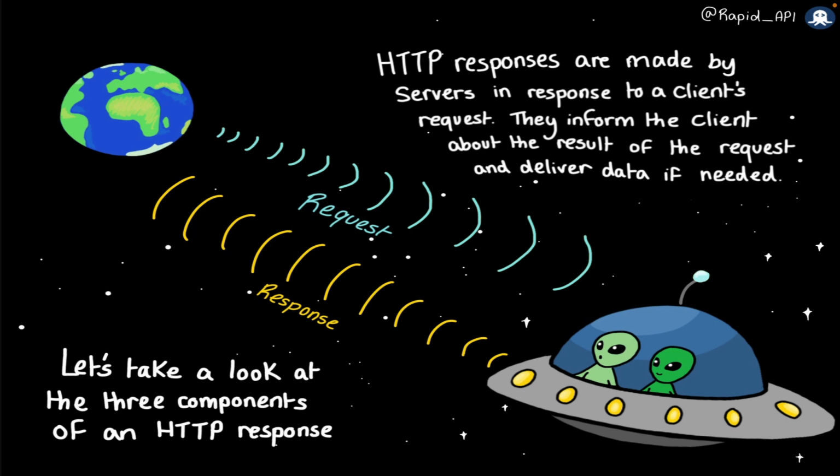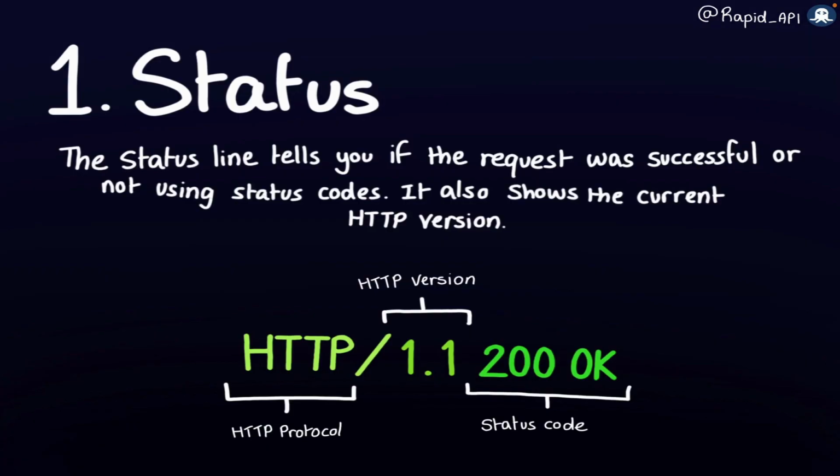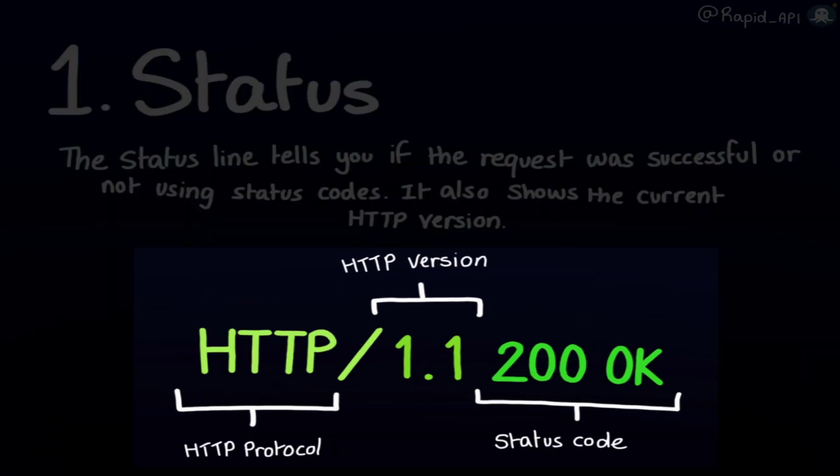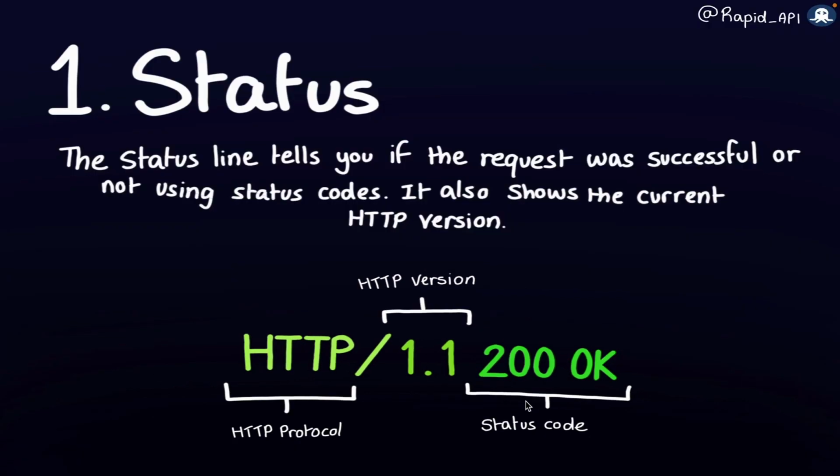There are three components to an HTTP response. Let's take a look at those three components. The first part is the status line. This displays the HTTP version in use, followed by an informative status code indicating how the server handled the request. For instance, a 200 status code indicates that the request was successful, and 404 indicates the requested resource was not found, and so on. As you can see on the screen, this is the HTTP protocol, and 1.1 is the HTTP version, whereas 200 OK is the status code.